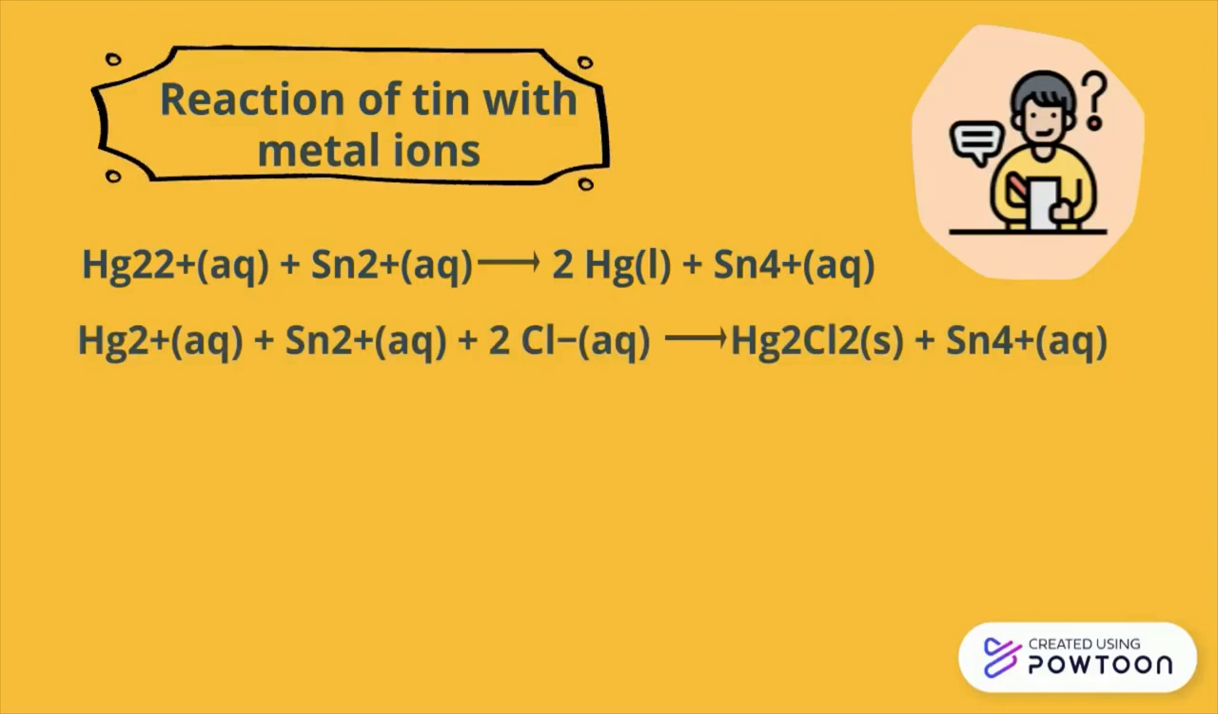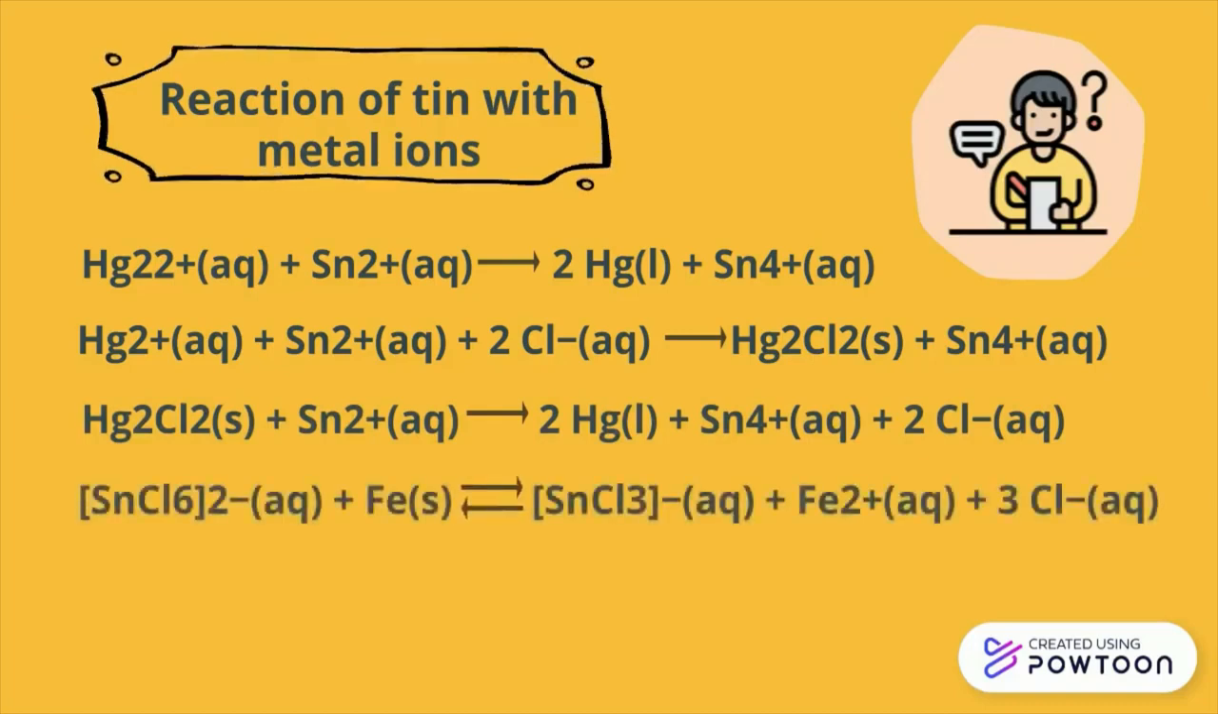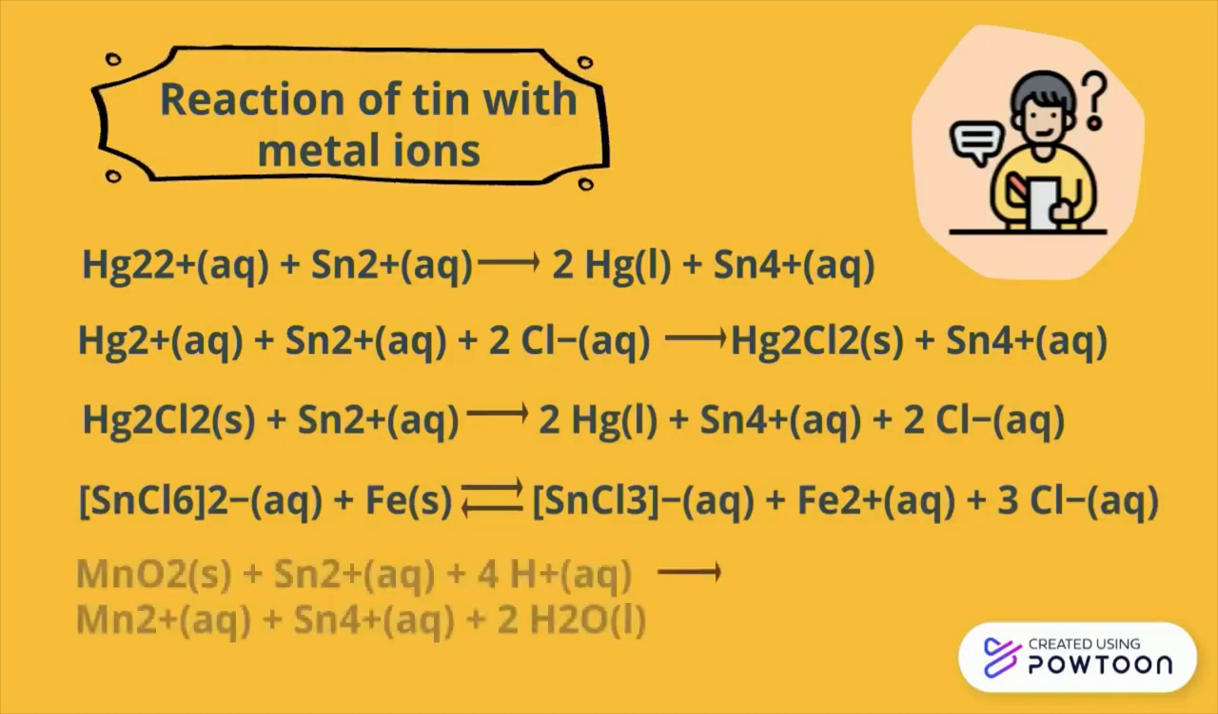Under acidic conditions and in the presence of chloride ions, Hg2+ is reduced to Hg2Cl2 by Sn2+. In excess Sn2+, Hg2Cl2 is reduced to Hg. Sn4+ is reduced by iron to Sn2+ in HCl.